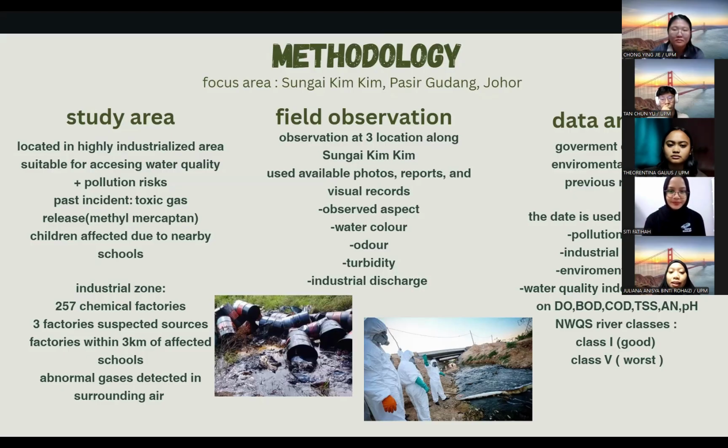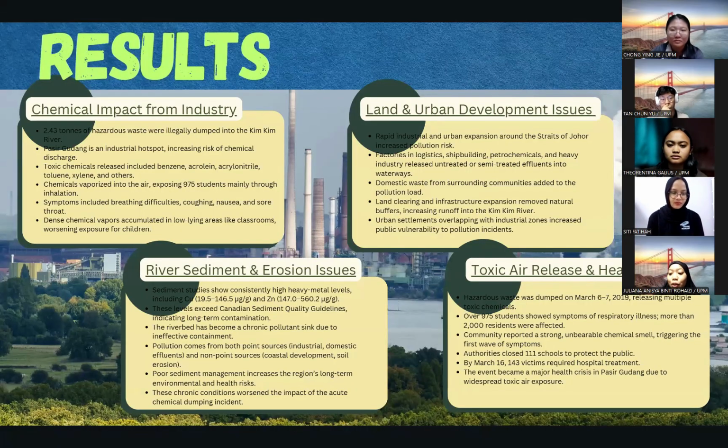Alright, thank you. I will explain the Kim Kim River incident based on 4 main points. First, chemical impact from industry. About 2.43 tons of toxic waste were dumped into the river. And as we know, since Pasir Gudang is full of factories, the area is already risky. Chemicals like benzene and acrylonitrile turned into gas, and around 975 students breathed it in. Many of them had breathing problems like coughing, nausea, and sore throat. The gases were heavy, so they settled in low areas like classrooms, making the exposure worse.